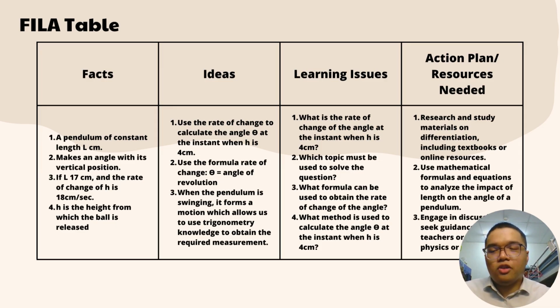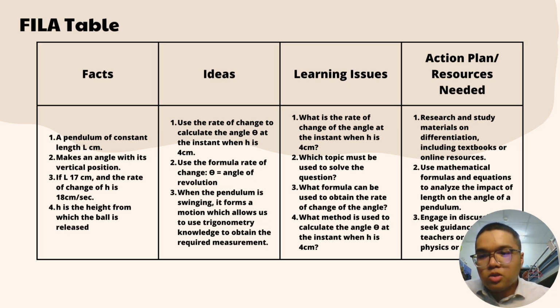The content for our filler table is fact. A pendulum of constant length is L cm, makes an angle with its vertical position. If L is 17 cm and the rate of change of h is 18 cm per second, h is the height from which the ball is released. Ideas: use the rate of change to calculate the angle theta at the instant when h is 4 cm. Use the formula rate of change of theta equals angle of revolution.